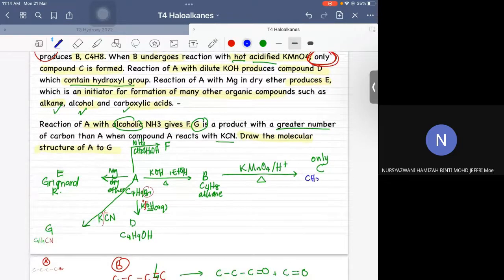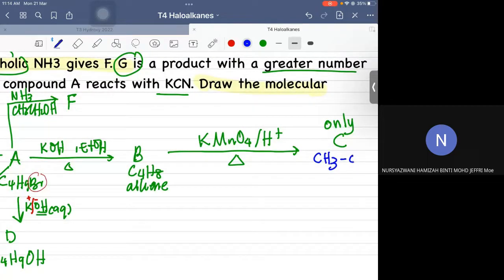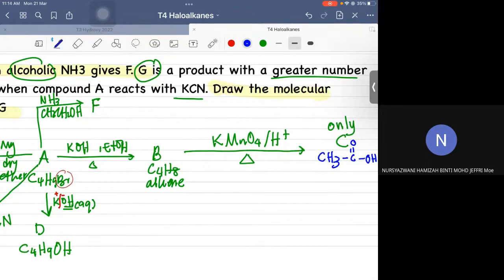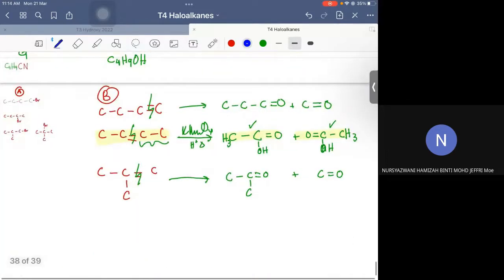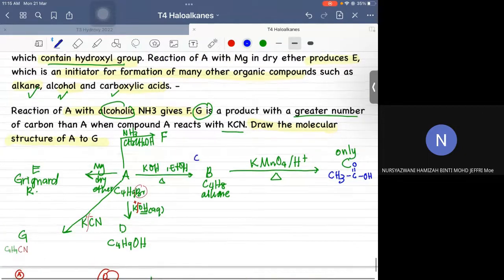So kita dah tahu C adalah ethanoic acid. CH3, C double bond O, OH. Okay, jadi B tu, struktur B, kan kita ada 3 possibilities, tapi yang boleh menghasilkan produk yang sama adalah alkin B. Jadi alkin B, 1, 2, 3, 4, double bond dekat sini. So ni B.